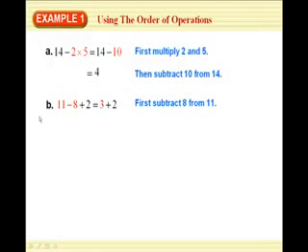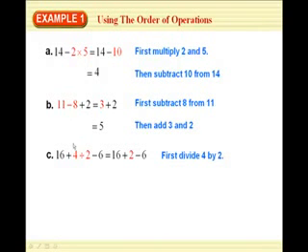So the next one is, notice it's subtraction and addition. So we have the PEMDAS addition and subtraction in order. So we do the subtraction first. 11 minus 8 is 3. You do that first. And then you add 2 to that, which is going to be 5.